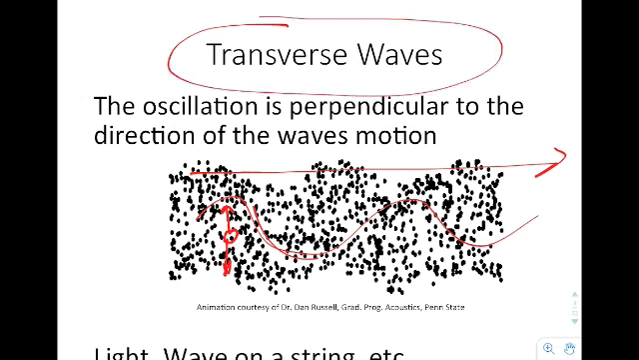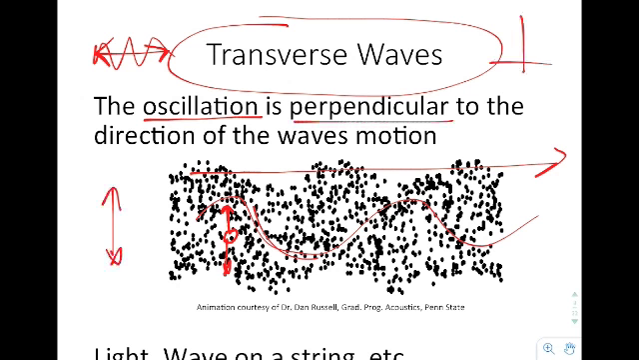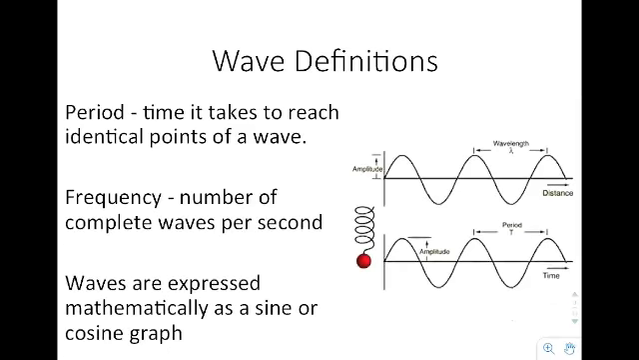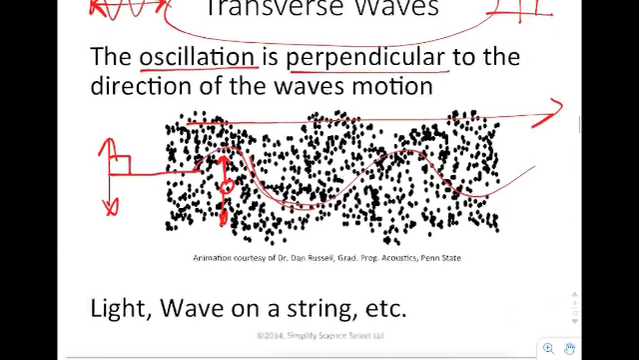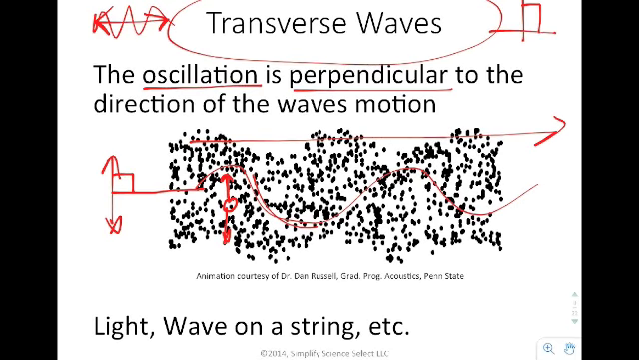So let's dissect the definition a little bit. Oscillation means back and forth movement. In this case, the oscillation is up and down. Perpendicular means at a right angle to. So if you have the oscillation going this way, and you have the wave moving this way, it forms a right angle. So the oscillation is perpendicular to the direction of the wave's motion. Some examples of transverse waves are light and waves on a string.